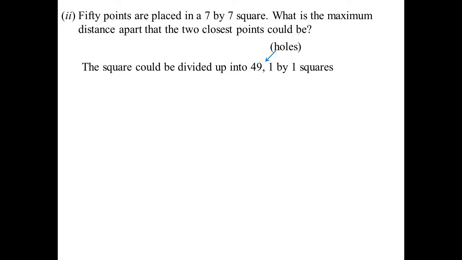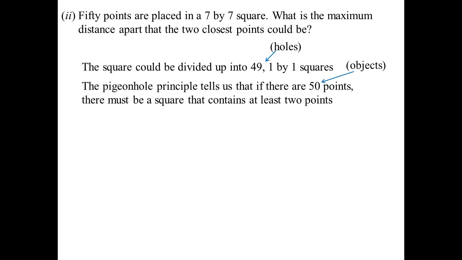They will become the holes, the 49 1x1 squares. We're going to place 50 points in these squares. So it should be possible to do it where at least 2 points will be in the same square. So they're the objects. All right, so let's now think of that 1x1 square where we've placed 2 points.